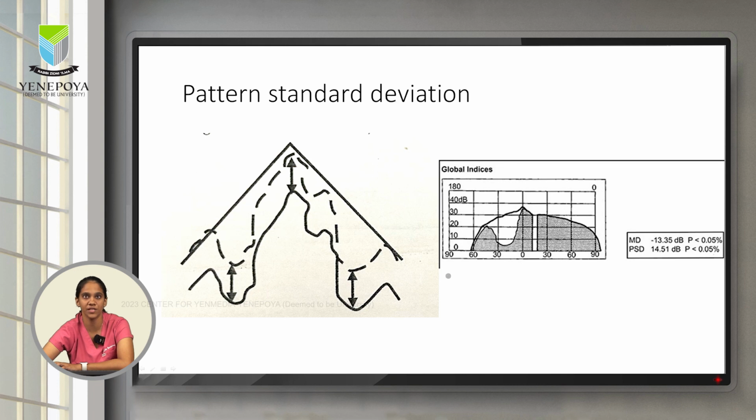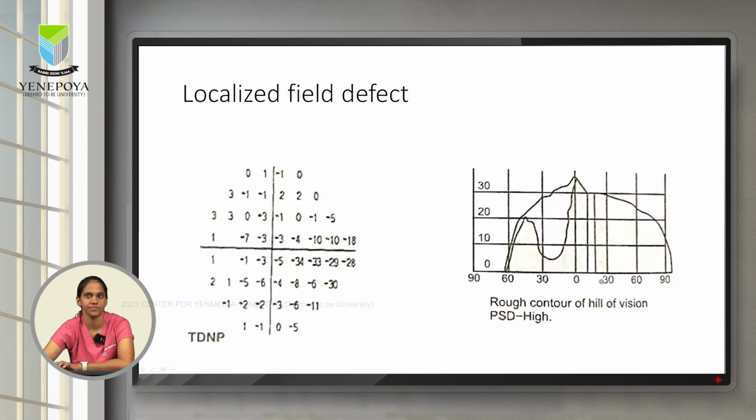Moving on to the pattern standard deviation. Here it measures the contour of the hill of vision. Like I said, all your irregular field defects will be better depicted through your pattern standard deviation. The best thing about mean deviation index and pattern standard deviation is you do not have to remember any of the values. If it is significant enough, it is going to come as p less than 0.05. So, as soon as you see that, you know that something is wrong.